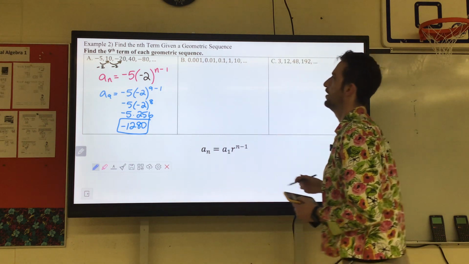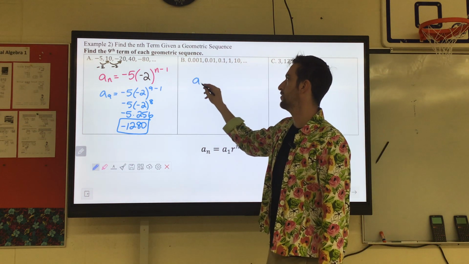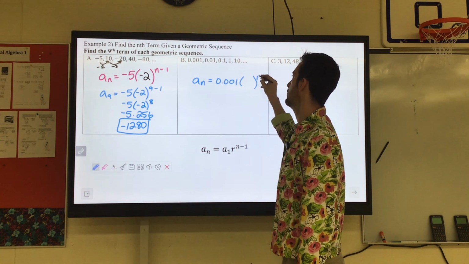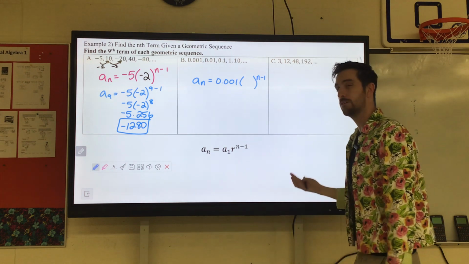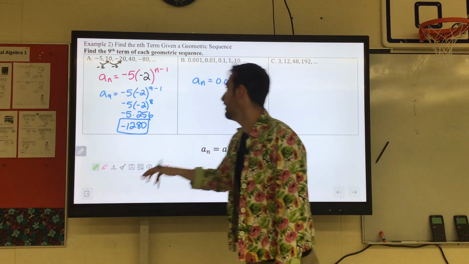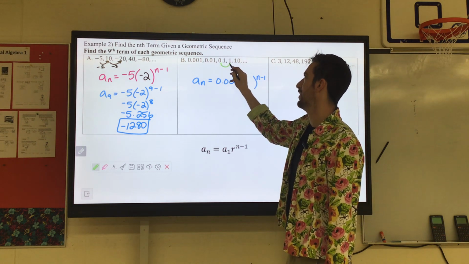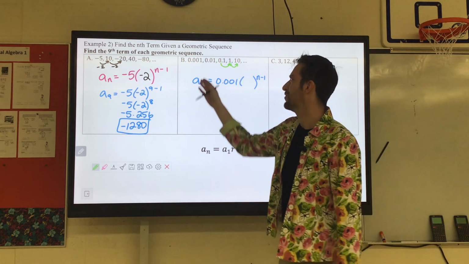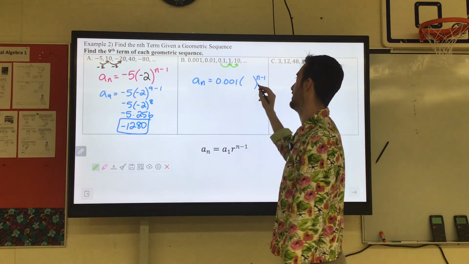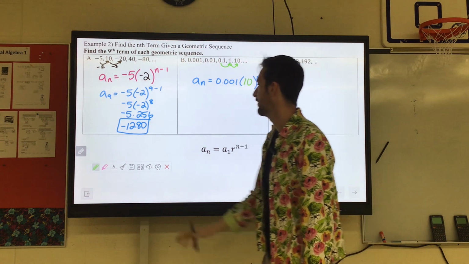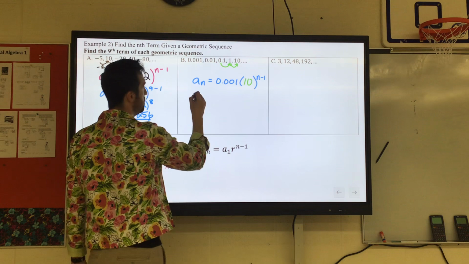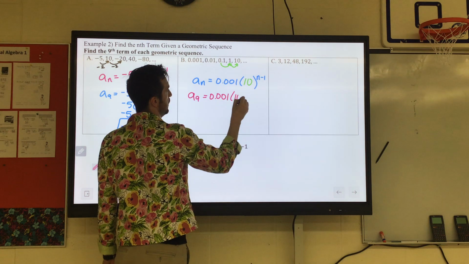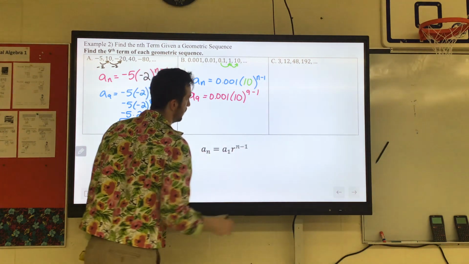All right, so let's set this one up. A sub n, our first term is 0.001 times the common ratio to the n minus 1. Now, we can look anywhere in this pattern. I would look over here, 0.1 to regular 1 to 10. Now, 1 to 10, you're multiplying by 10, right? So as we go down the line, we are multiplying by 10. That's our common ratio here. And then it says, what would the 9th term be? A sub 9 equals 0.001 times 10 to the 9 minus 1.